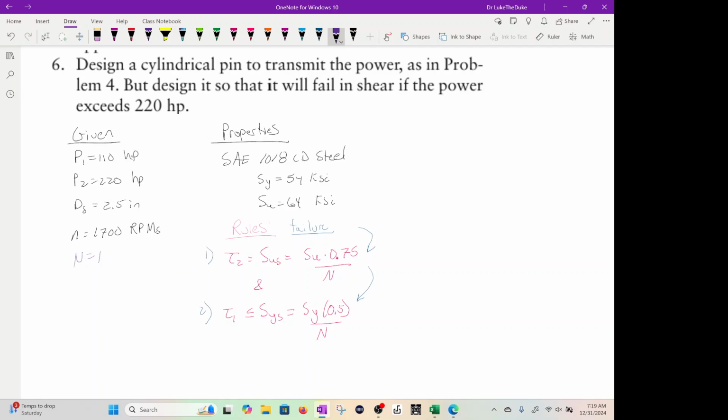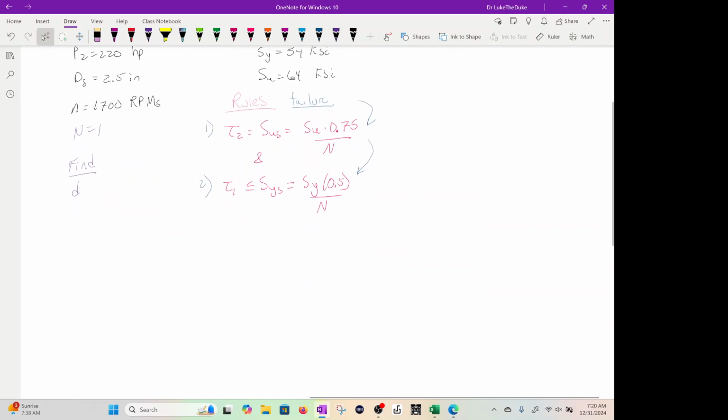times 0.75, okay, over the design factor, and then we want to make sure that the diameter that we find, okay, so we're going to find the diameter, we'll call it D, satisfies both of these conditions, okay, because it will fail in shear at 220, but it will also satisfy that it will yield, okay. All right, so let's go to the solution.